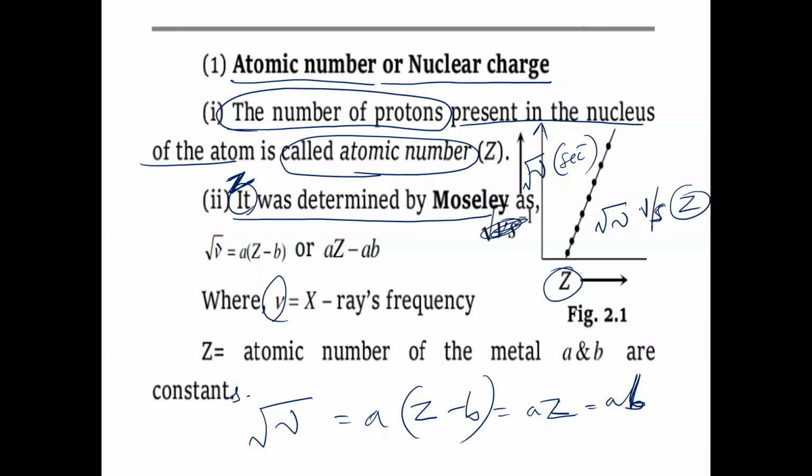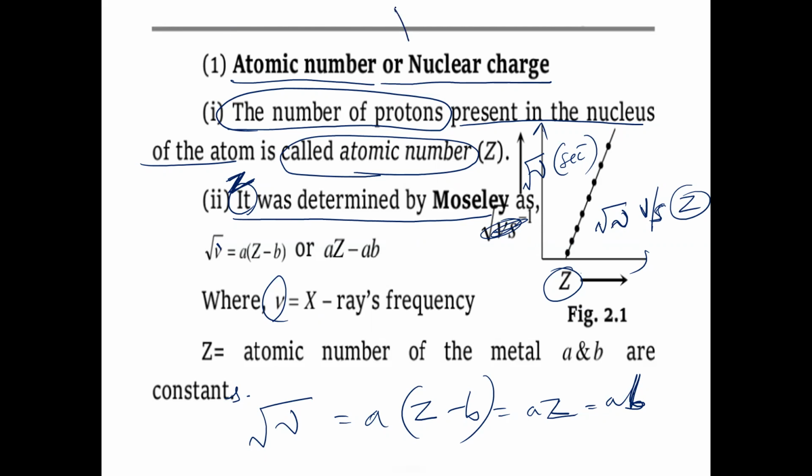We'll get a plot like this for different atomic numbers. When the atomic number on the x-axis is increasing, the nu value also increases. That means nu and atomic number are directly proportional to each other. Nu is the frequency of the X-rays and Z is the atomic number of the metal used. Is that clear?